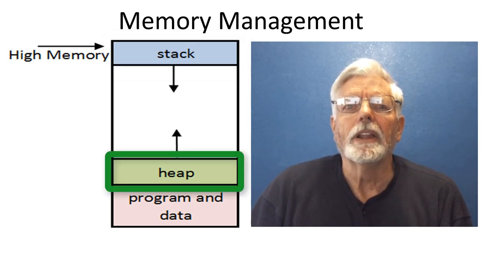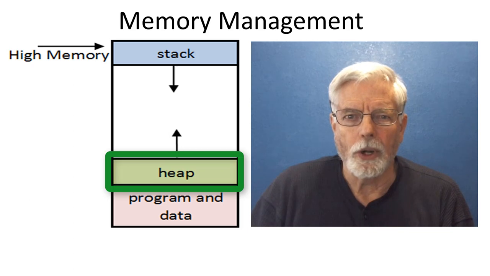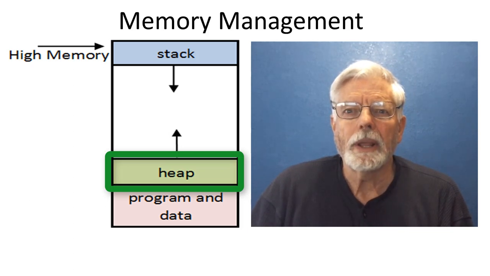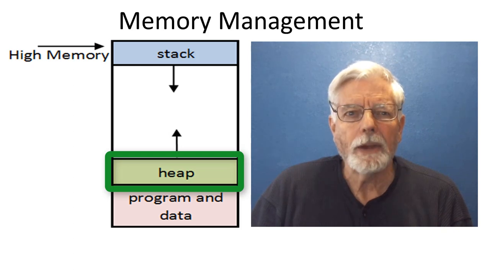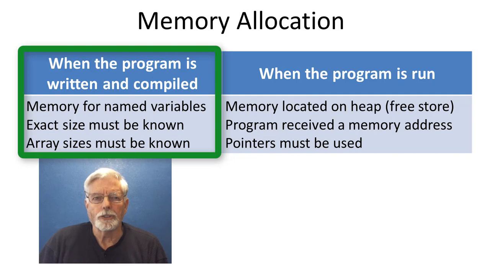The heap is also known as free store. It is used for dynamically allocated memory. When a program is running, it can request additional memory from the heap. Here is a chart that summarizes the two ways memory is made available to a program.